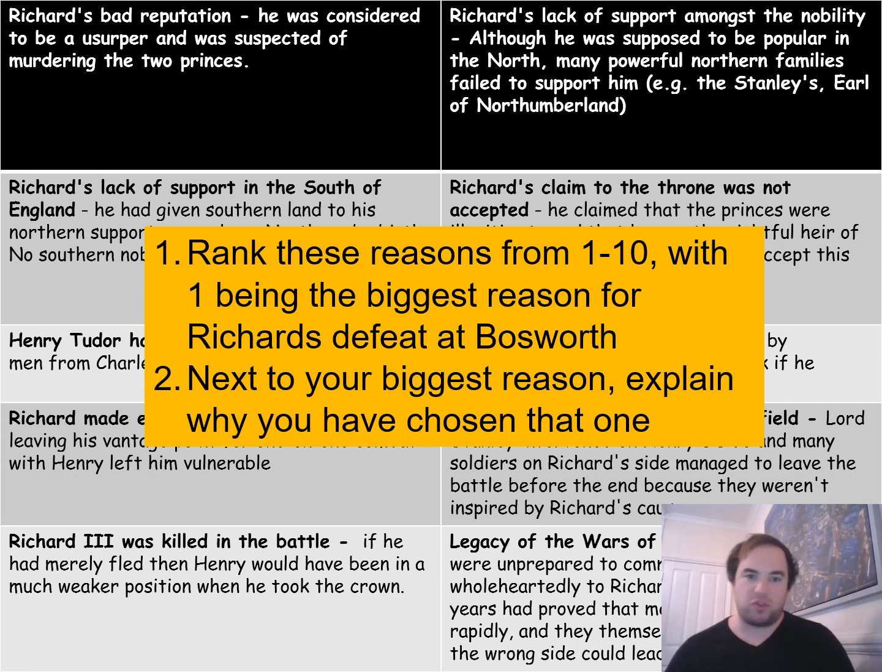Once you've done that, you've got this table here. These are all different reasons for why Richard lost the Battle of Bosworth, and I want you to rank them from 1 to 10, with 1 being the biggest reason for Richard's defeat. Then, next to your biggest reason, explain why you've chosen that one. Let's try to avoid 1 word or 3 or 4 word answers. We want comprehensive responses to that second part of this, ideally a short paragraph at least.